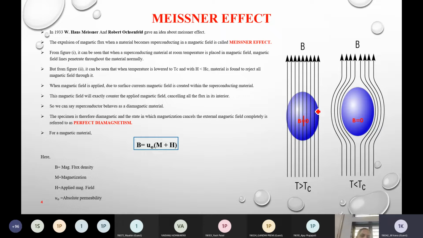because a current will flow through it, and because of that magnetic flux is generated inside it, and both the magnetic fields cancel each other, and it becomes zero inside the material. So here the magnetic material formula is B equals mu 0 times M plus H. Here B is magnetic flux density, M is magnetization, H is the applied magnetic field, and mu 0 is absolute permeability.